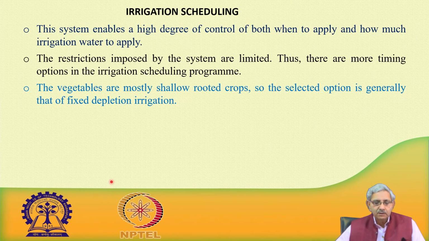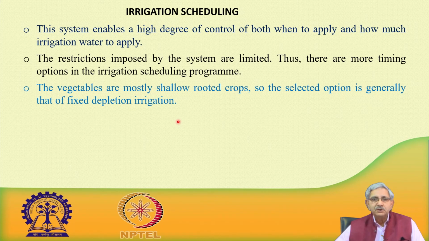Irrigation scheduling. This system enables a high degree of control both on when to apply and how much irrigation water to apply. So, the timing as well as the depth of water is to be taken into consideration. That is how irrigation scheduling is defined. The restrictions imposed by the system are limited, thus there are more timing options in the irrigation scheduling program.